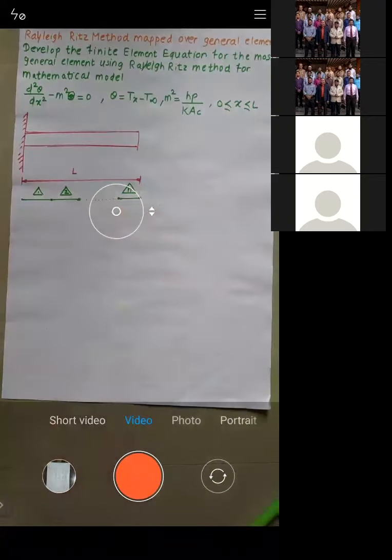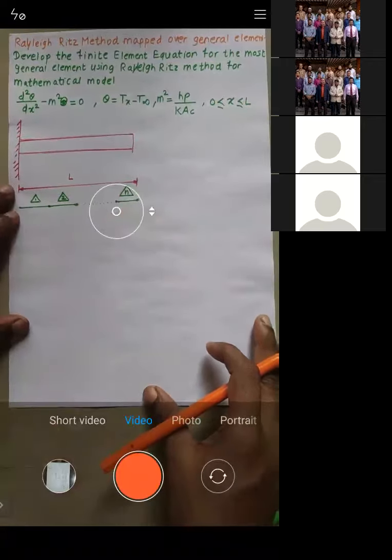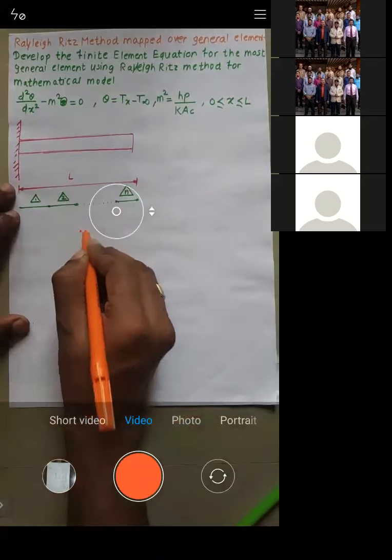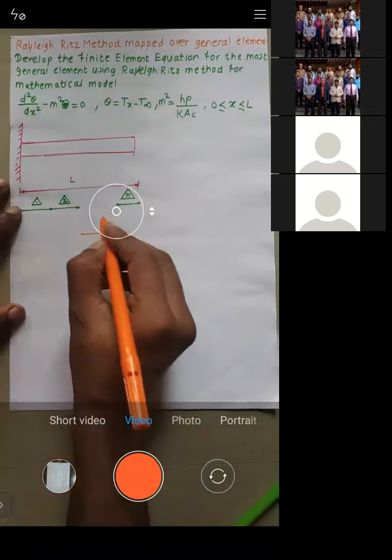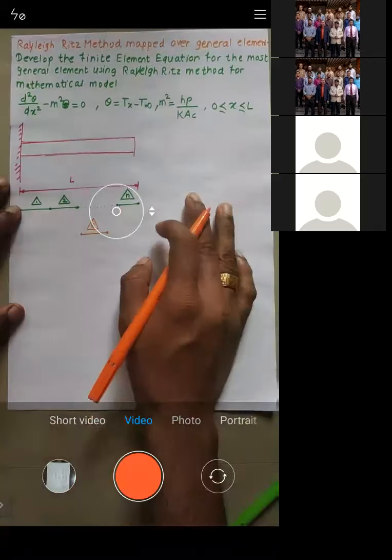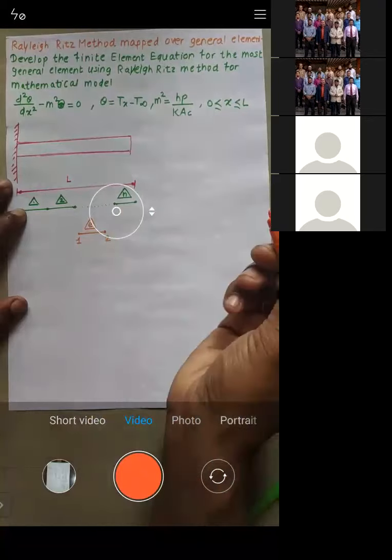Now see, from that, what I will do is I will just take the most general element. Let's consider one element. Out of those many number of elements, I will consider a single element, and that element I will call element number E, which has two nodes, node number 1 and 2.